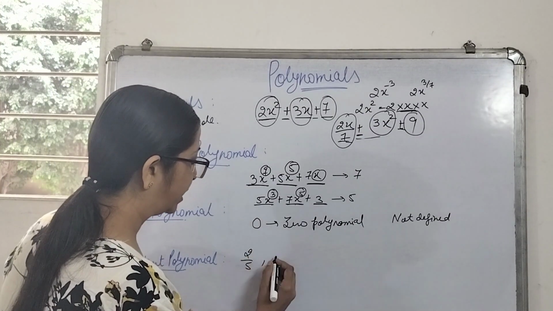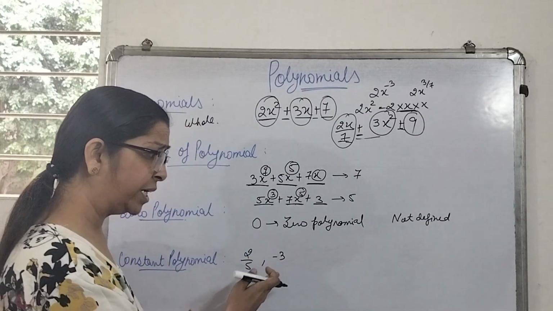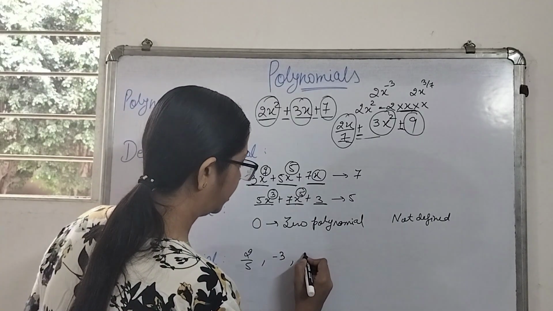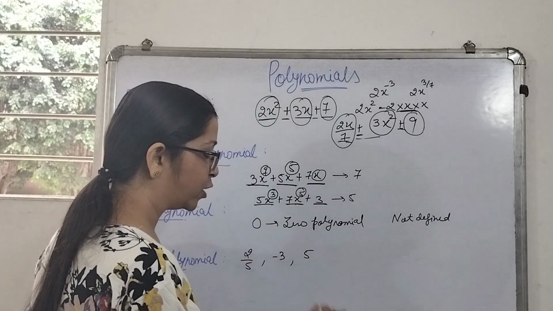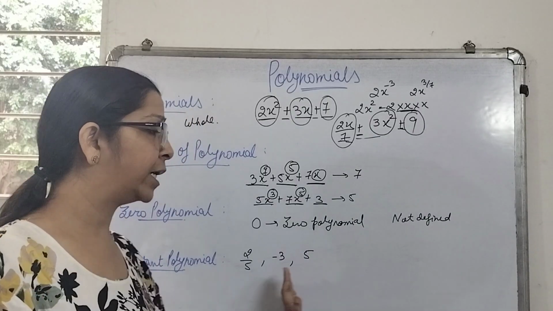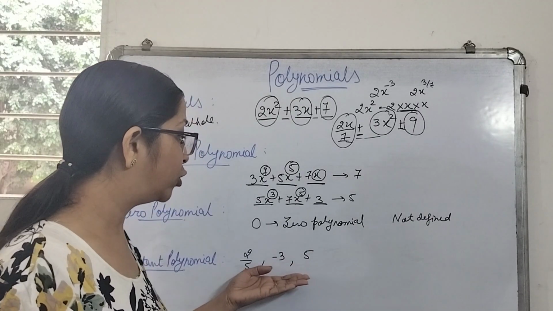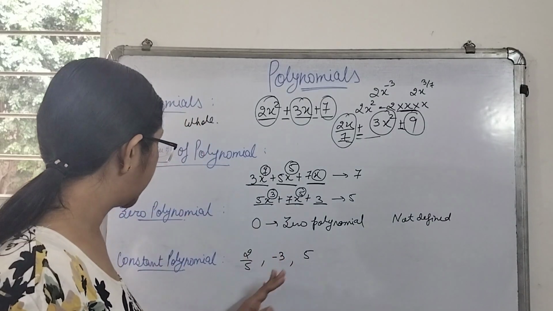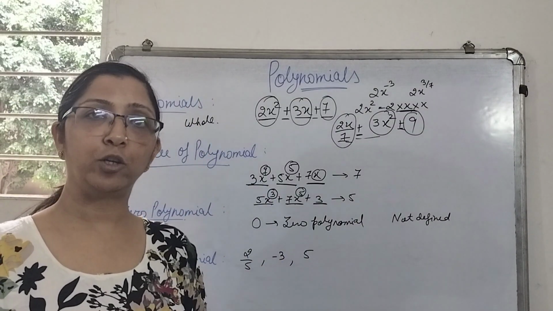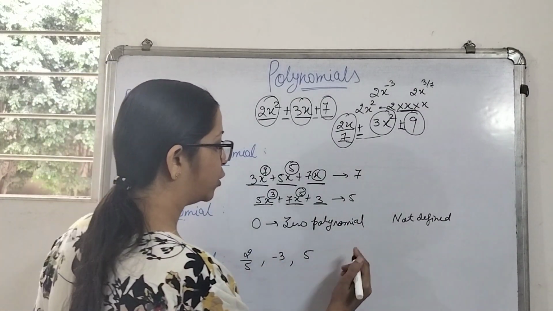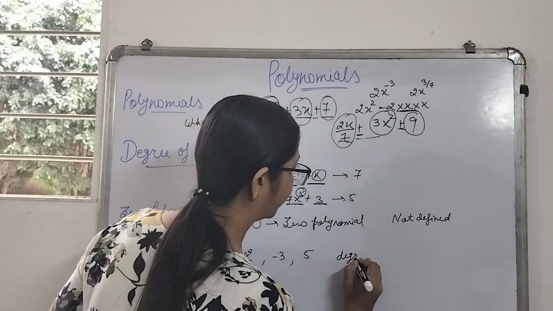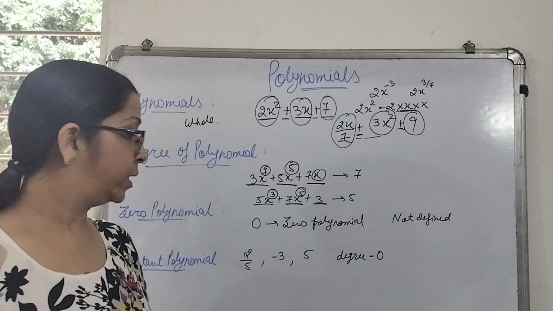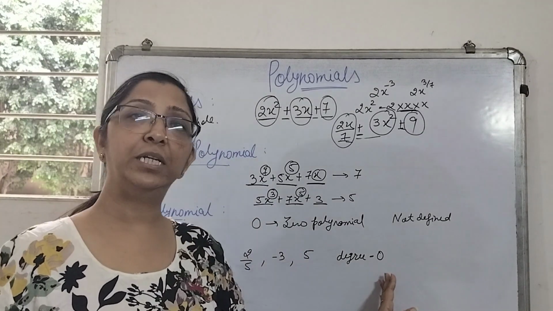Instead of this we can take minus 3, which is also a constant polynomial. Then we can take 5, which is also a constant polynomial. So all these are constant polynomials. It could be negative, it could be positive, it could be a fraction. All these are examples of constant polynomials. And the degree of the constant polynomial is 1. Sorry, the degree of the constant polynomial is 0.